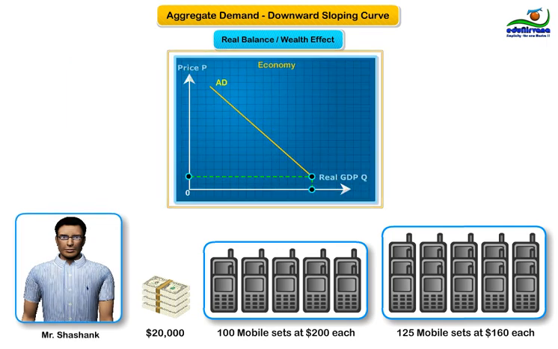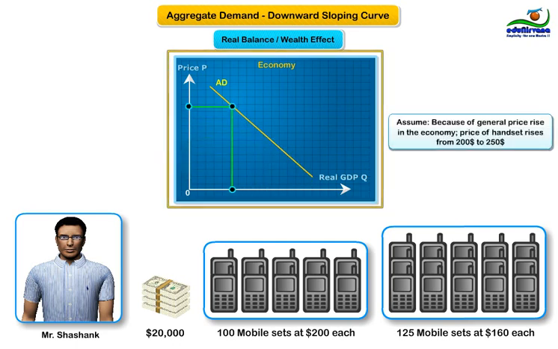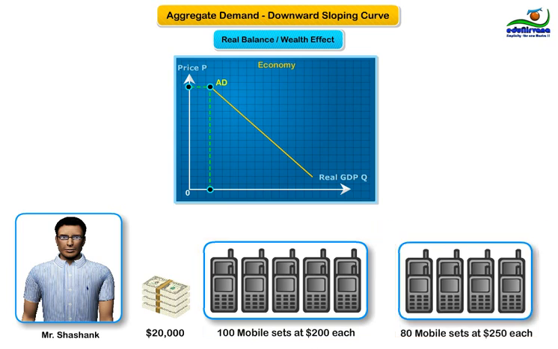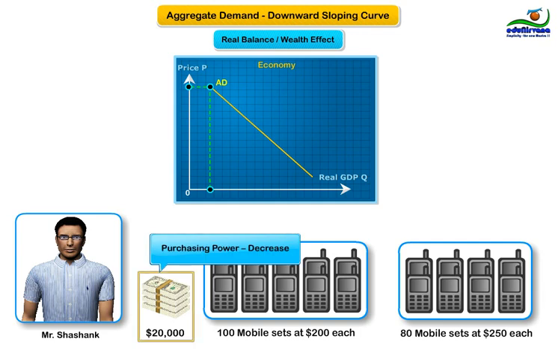Now, let's see what will happen if the price level rises. As this happens, the purchasing power of Mr. Shashank's $20,000 falls. That is, the $20,000 through which Mr. Shashank once could buy 100 mobile sets at $200 each can now buy 80 sets at $250 each. A decrease in the purchasing power of Mr. Shashank's $20,000 is identical to saying that his monetary wealth has decreased.